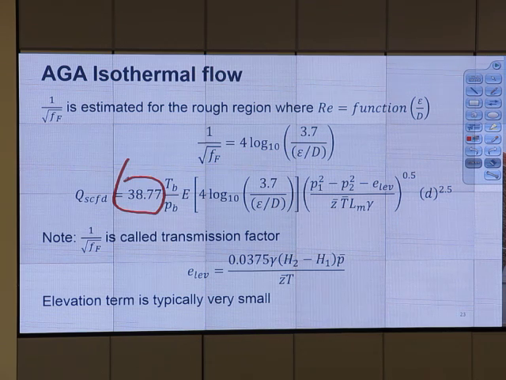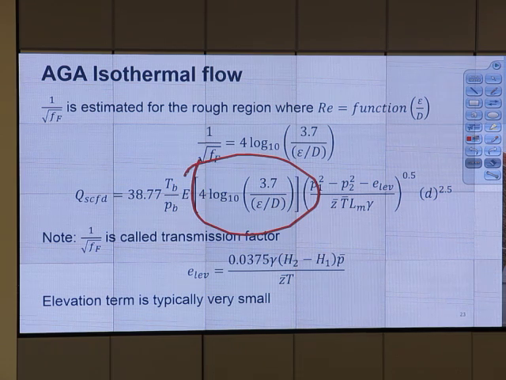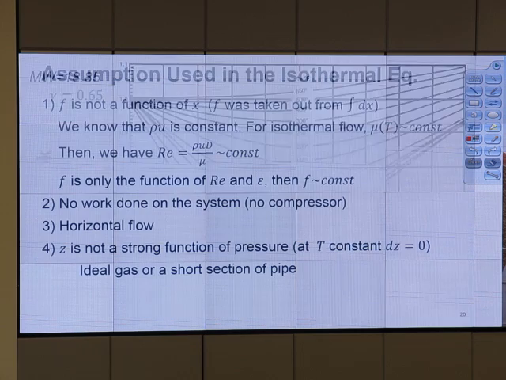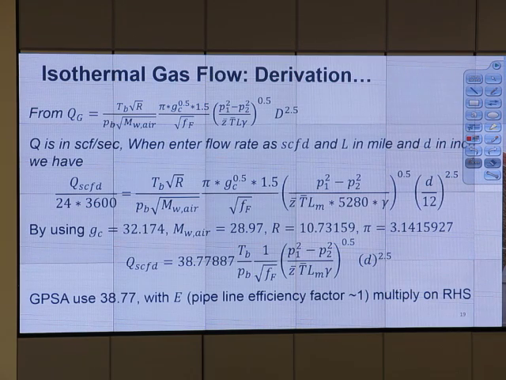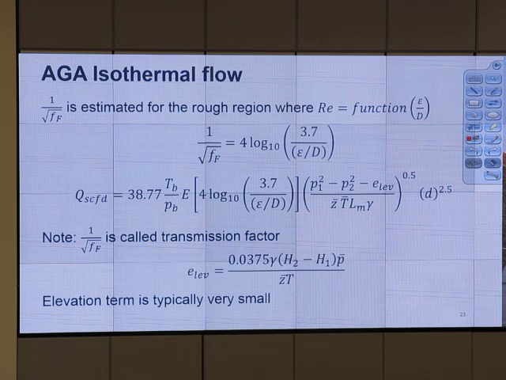This is the same as before that we have earlier. T_b, P_b is the base pressure and temperature, same as we had earlier. E is 1, about 1. This part is just 1 over square root f. So basically, the AGA equation is this equation, but expressing 1 over square root f with 4 log base 10 of 3.7 over epsilon over d.